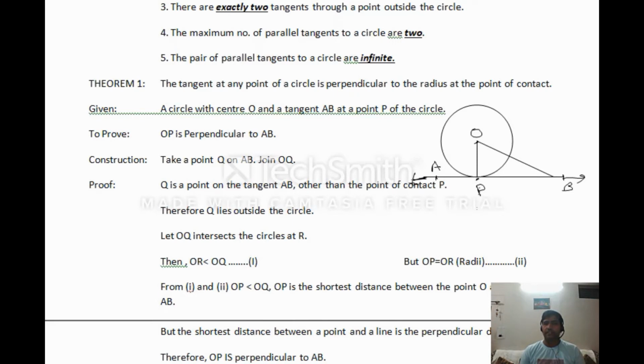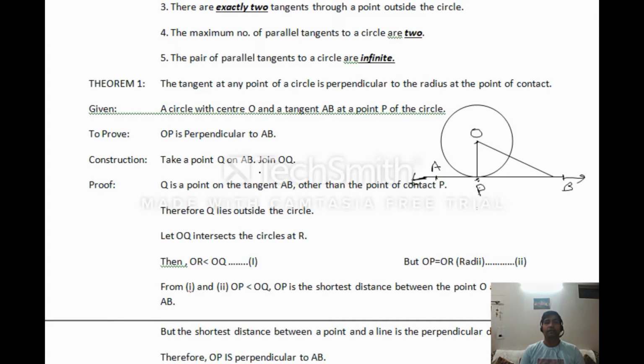Now, the tangent at any point of a circle is perpendicular. We see the tangent is AB at point P, and you have to prove that this radius is perpendicular to this tangent at the point of contact. Are you getting my point? Tangent at any point. So what is the point here? The point is P. So the tangent is perpendicular to the radius at the point of contact, right?